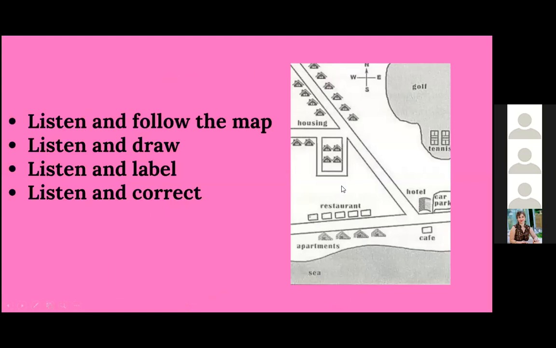And one more thing to make it more and more interesting for the learners: listen and follow the map, listen and draw, listen and label, listen and correct. And these are not the tasks for the young learners, these are the tasks for IELTS as well. Because sometimes we cannot read the schemes because we are lacking the basic visual skills and so on. So you need to get the learners to work more visually and so on.